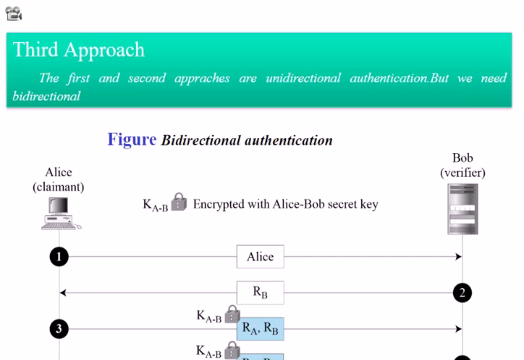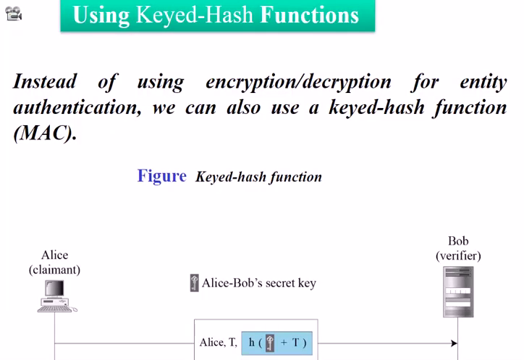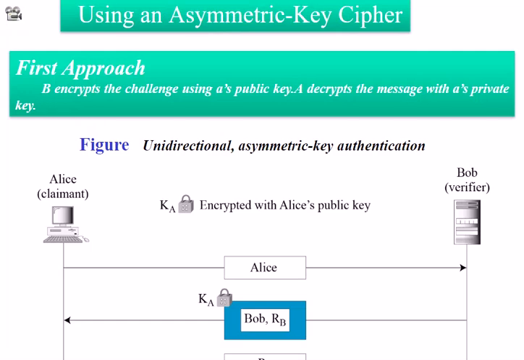Third approach. The first and the second approach are unidirectional. So A is authenticated to B, but not the other way. So we need bidirectional authentication. So we are going to the third approach. The figure explains the bidirectional authentication using a keyed hash function. Instead of using encryption or decryption for entity authentication, we can also use a keyed hash function, for example, MAC. The figure explains the keyed hash function based on a symmetric key cipher.